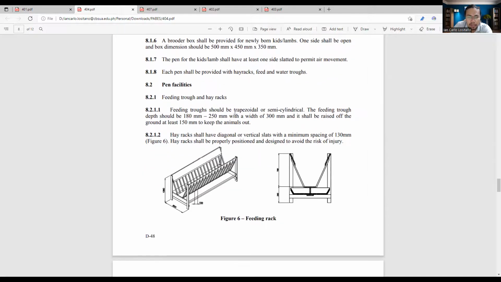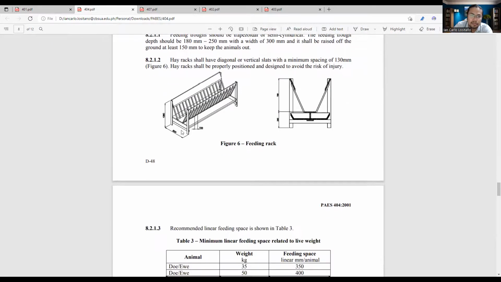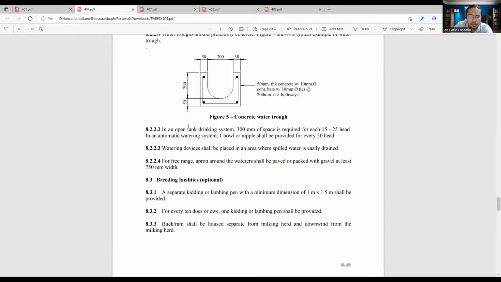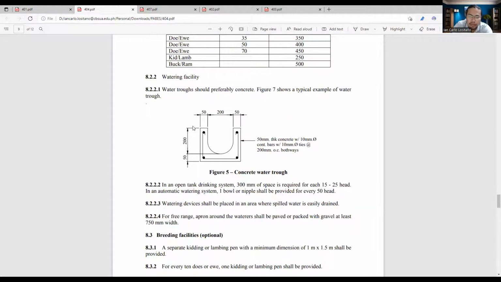Feeding troughs and hay racks. Again, this is a ruminant, so they eat grasses. And then there's the watering facility provided for. You have the dimensions of the watering facility or the water trough. Well, it should be preferably concrete, but any material would do if ever. In an open tank drinking system, there is a requirement of 300 millimeters of space for each 15 to 25 head. This is to, well, they would move around the place, but this is to accommodate more animals needing to drink.